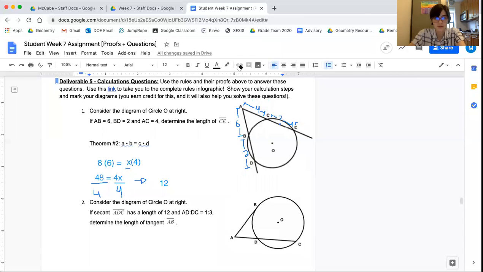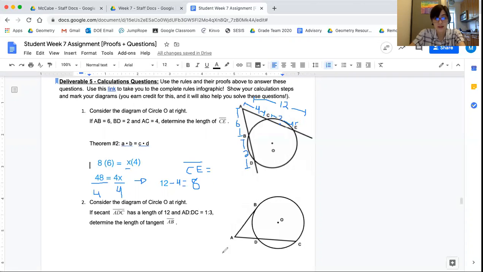That was an awful label. This full length here, I know is 12. Now this is basic. The whole thing is 12, but I want to find out this length right here, and I know this part right here is 4. I can do something really basic, which is 12 minus 4 equals whatever CE is. 12 minus 4 is 8. So I know CE is 8.